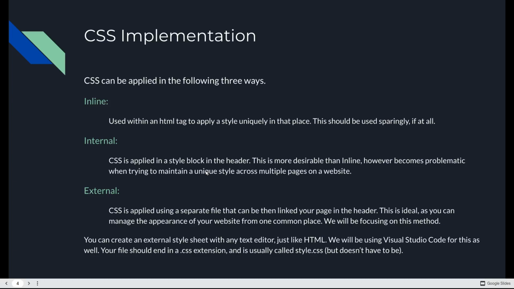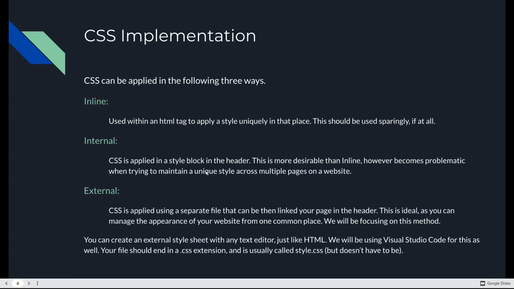Another method, which is a little bit better, but still not perfect, is internal. So you can have an internal style block within the header of your HTML document. It's a bit better than doing it as an inline, but it becomes very problematic when you've got a large website with multiple pages and you're trying to maintain a unique style, because you have to go into each page and make those changes. At least they're in the top of the document this time. You don't have to search through the whole document.